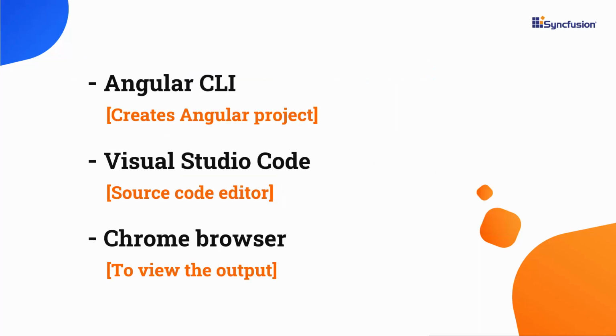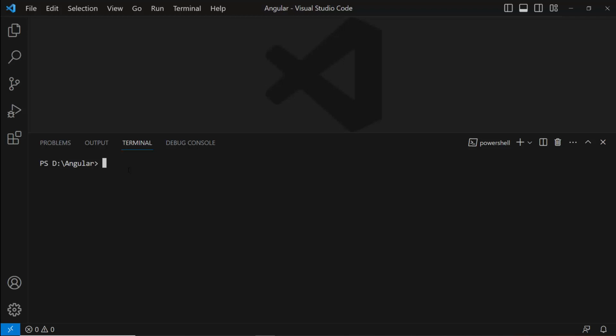Let me show you the steps to create an Angular project using the Angular CLI tool. In this tutorial, I will edit my code using Visual Studio Code, and I will view the output in a browser. First, I need to install the Angular CLI on my machine using this command, npm install -g @angular/cli. Since I have already installed Angular CLI on my machine, I am skipping this step.